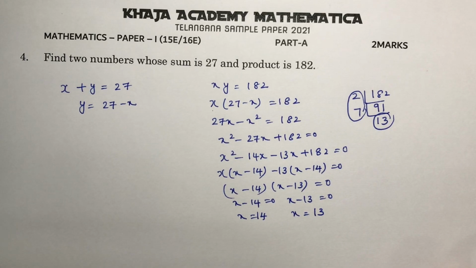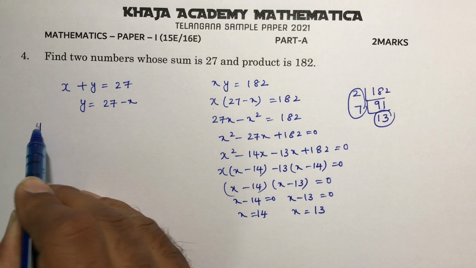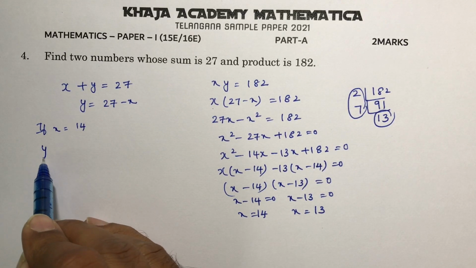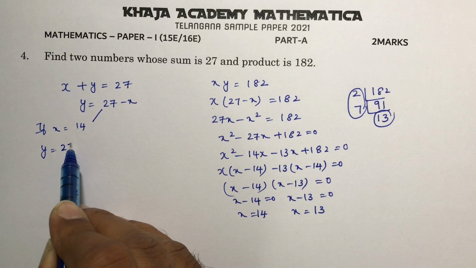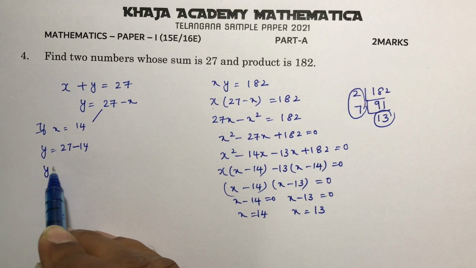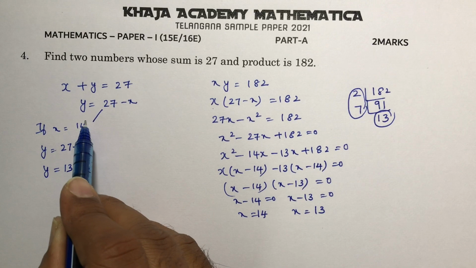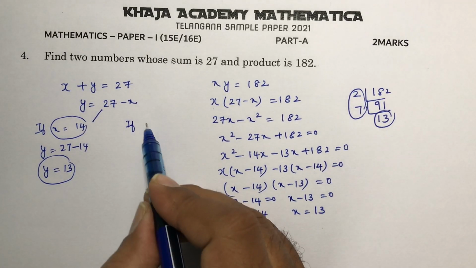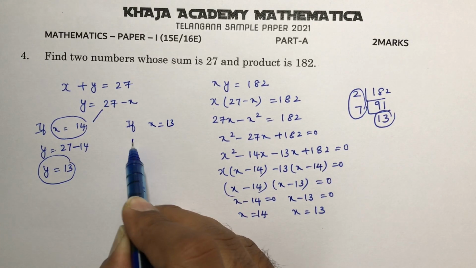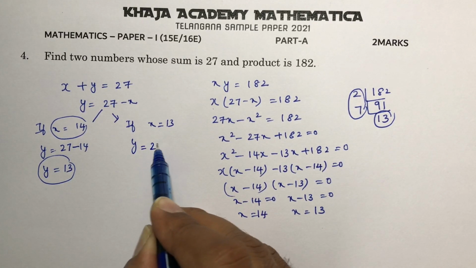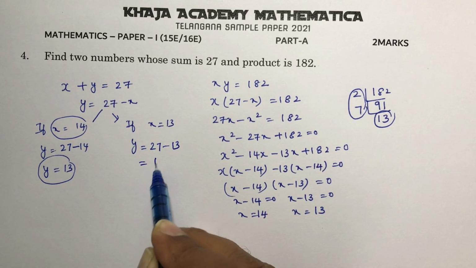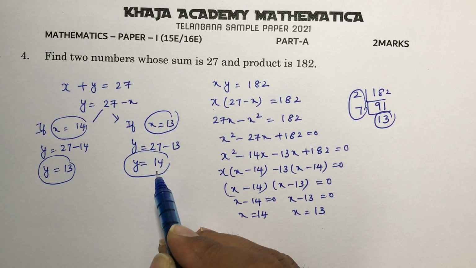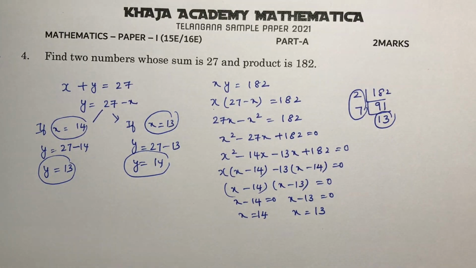Now here both the values you got are positive. So here if x is 14, then y will be 27 minus 14, then y will be 13. So if x is 14, y is 13. Suppose if x is 13, then y value will be 27 minus 13, that is 14. So y will be 14. If x is 13, y is 14. If x is 14, y is 13.